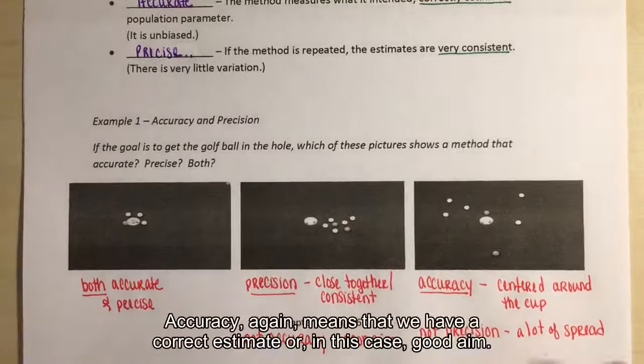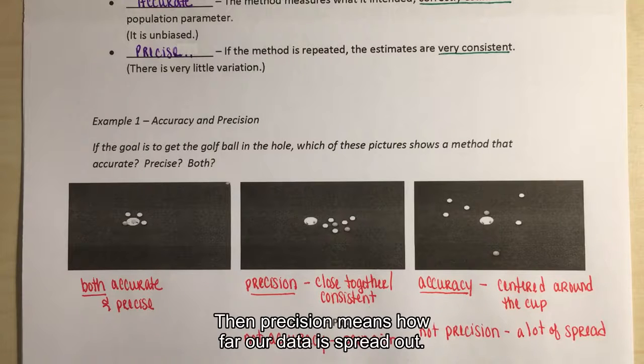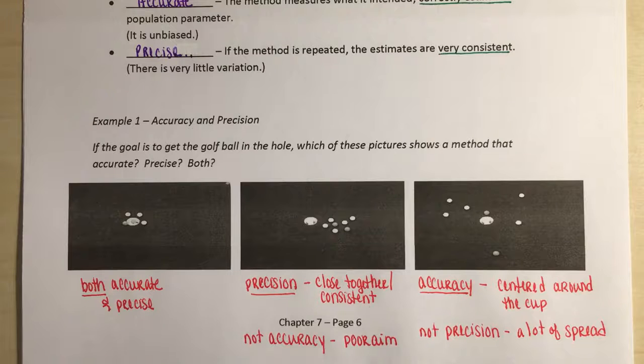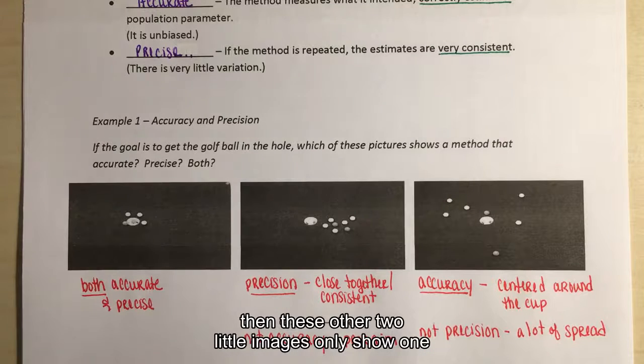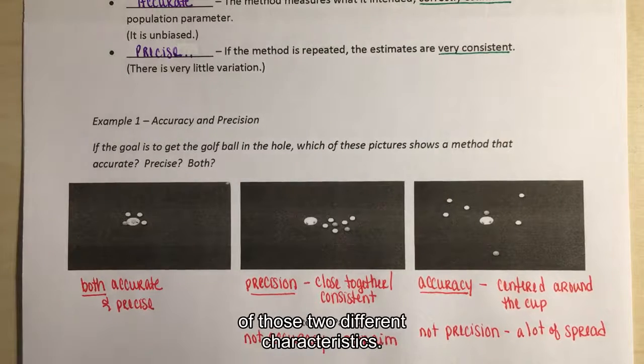Right, so accuracy again means that we have a correct estimate, right? Or in this case, good aim. And then precision means how far our data is spread out. Right? So again, the first example here shows both, and then these other 2 little images only show one of those 2 different characteristics.